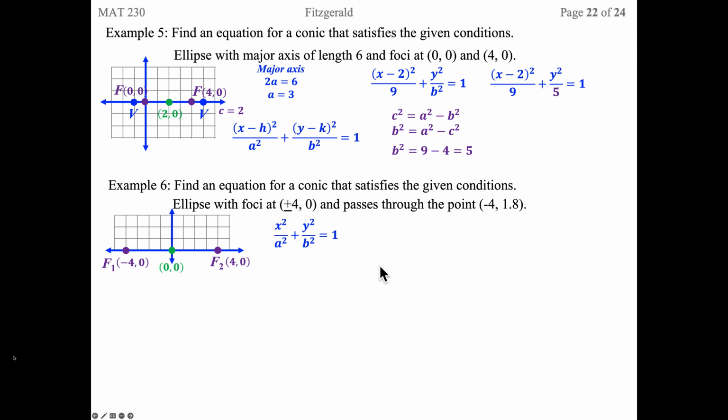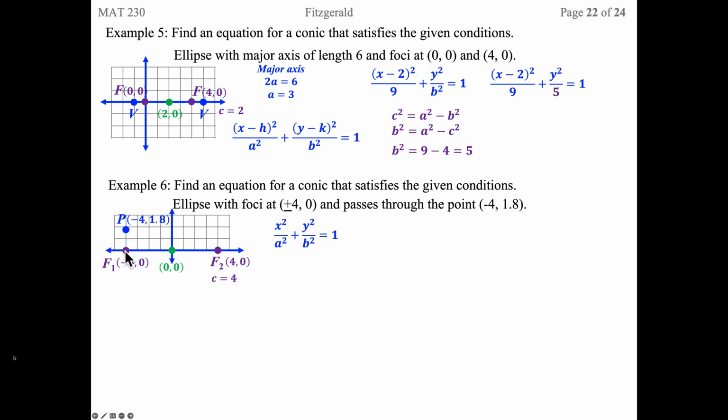And we have to check that the c value will be a distance of 4. That's my c value. We're going to plot this other point at negative 4 and 1.8, right about there. Well, wait a minute, you didn't give me the vertices. Well, they did, we just have to take a little time to find it.